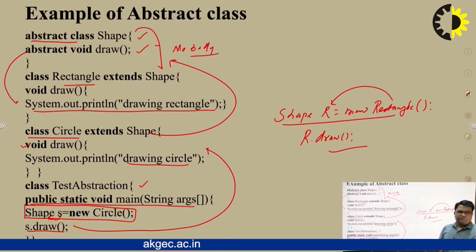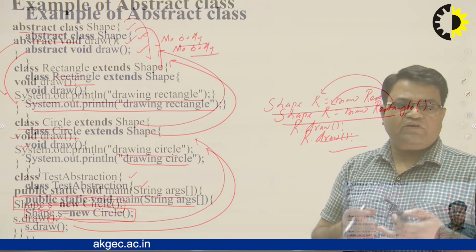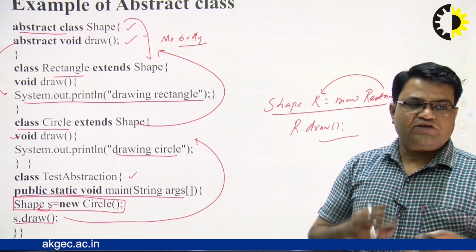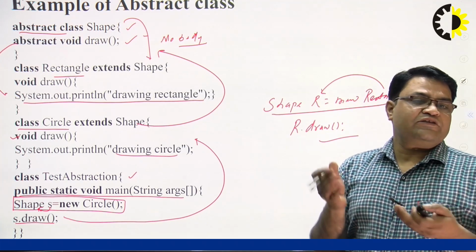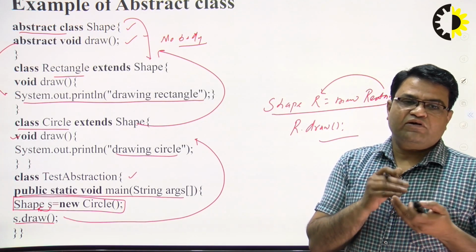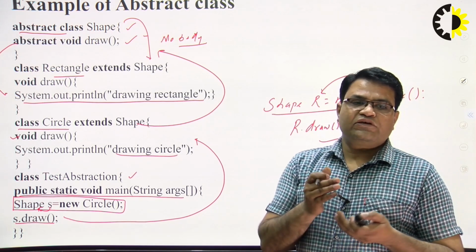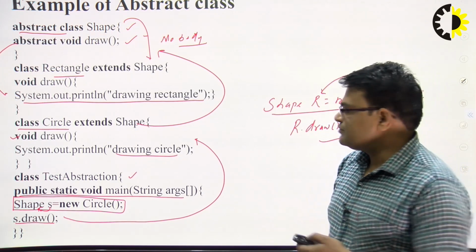This is all about the abstract class: how to create an abstract class, and that we cannot create an object of it, and how to assign objects to the reference variable of the abstract class.